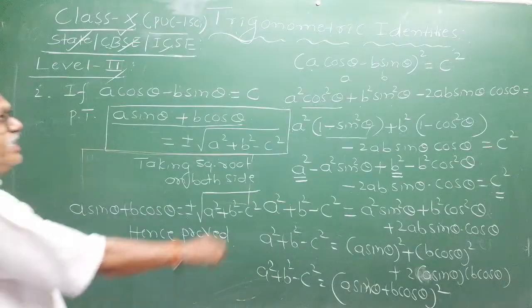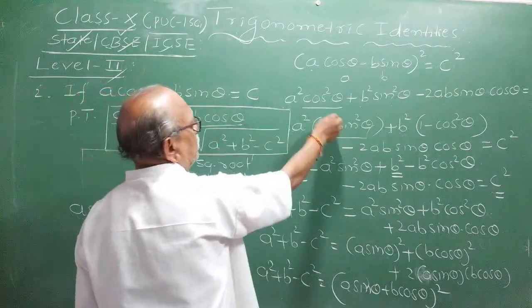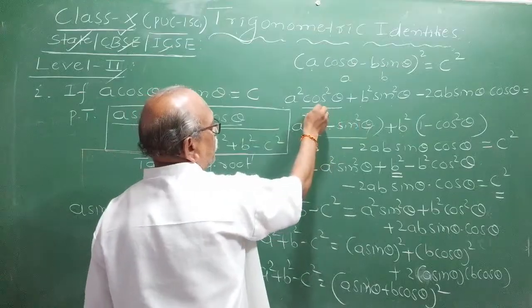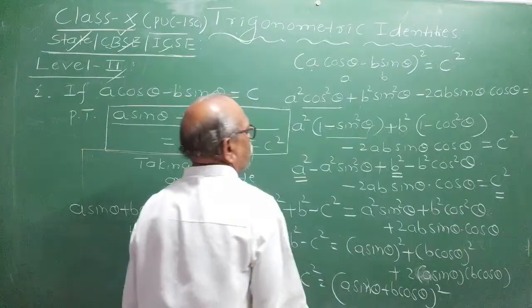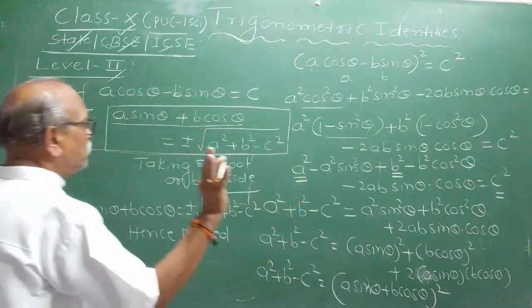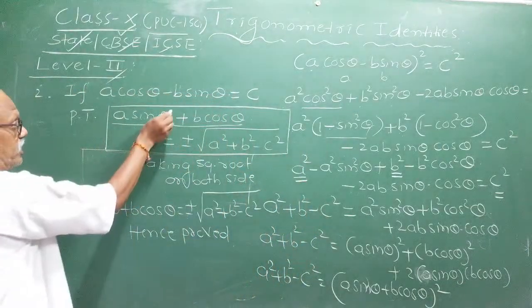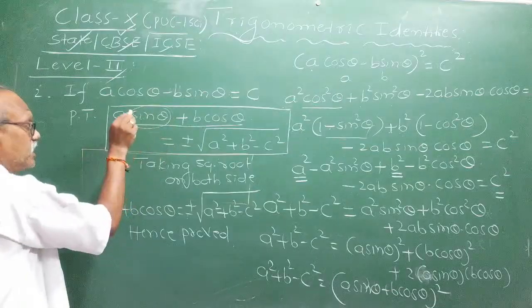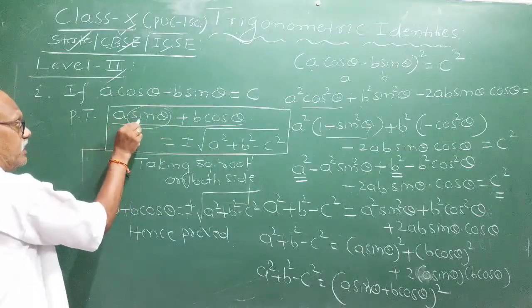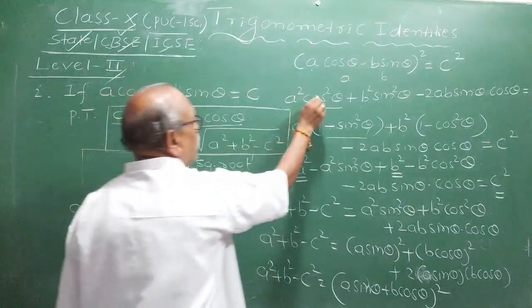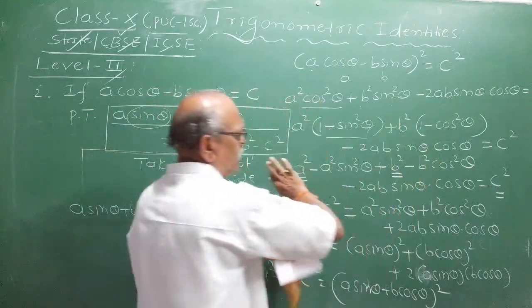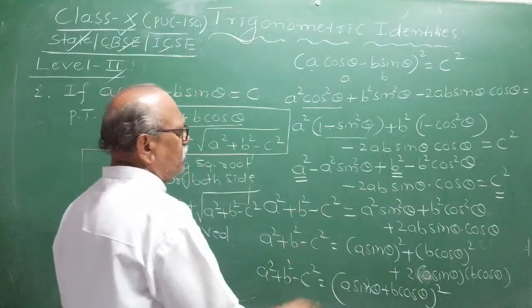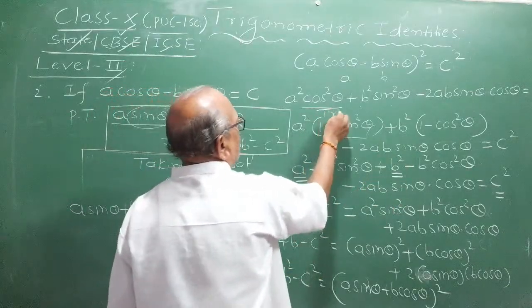First, what we did is we just expanded it to get, I will repeat, a square cos square theta, b square sin square theta minus 2ab sin theta into cos theta. But what is the observation many students don't make is, in the to be proved, sin theta is with a, therefore I am writing cos square theta as 1 minus sin square theta, sin square theta as 1 minus cos square theta. That's all. The problem will be solved. That is the trick. Here is the trick.